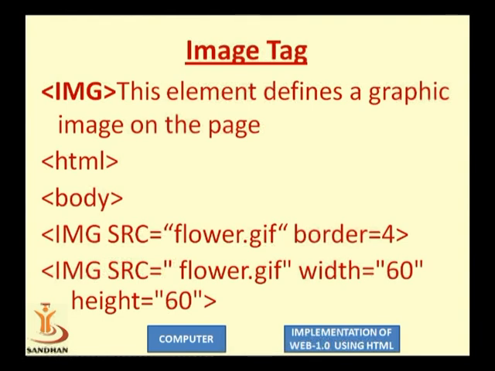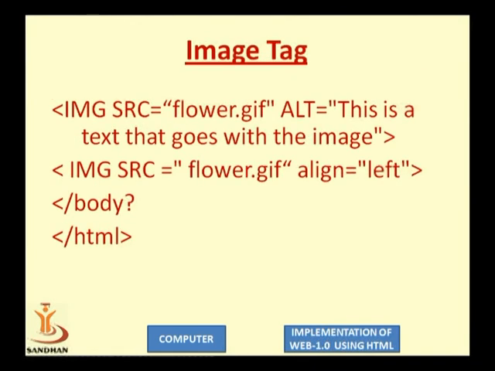Image is a tag. You can also add functionality with the border, if you want to give a borderline to that particular image, then you can define it over here, right? Plus you can define the width and height of that image. So here we define width 60 and height is also 60. So these are the attributes of the image tag, right?